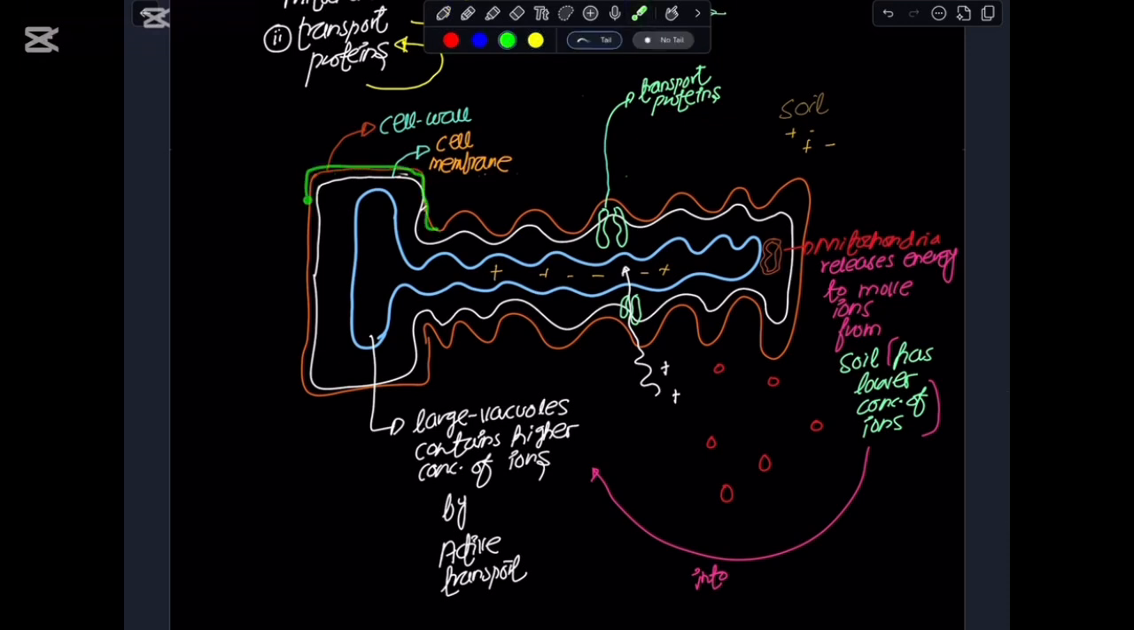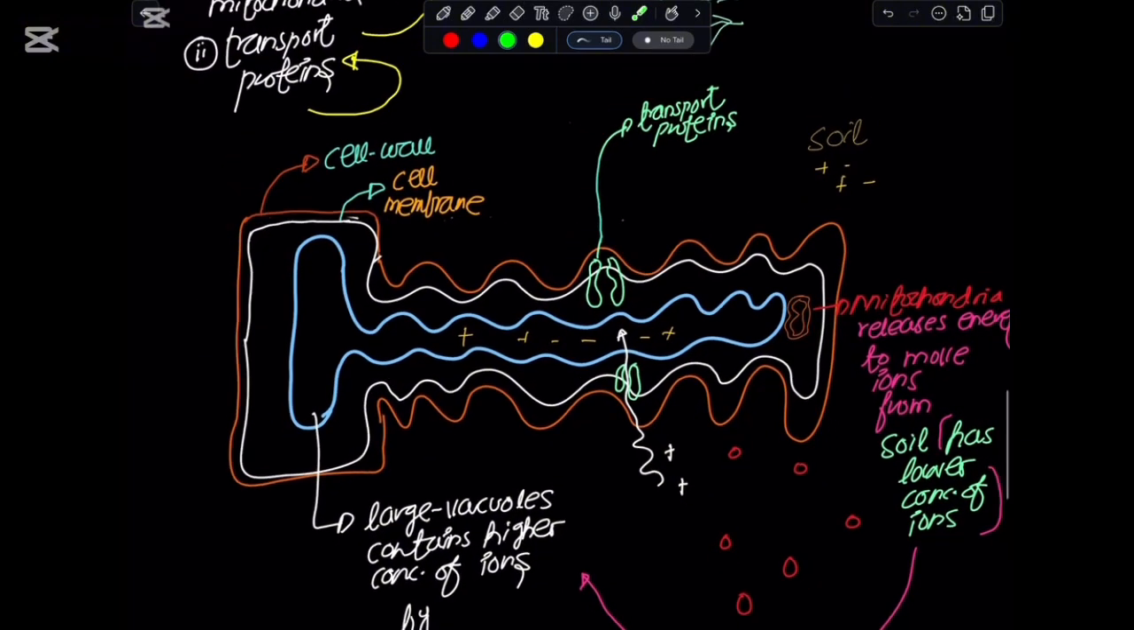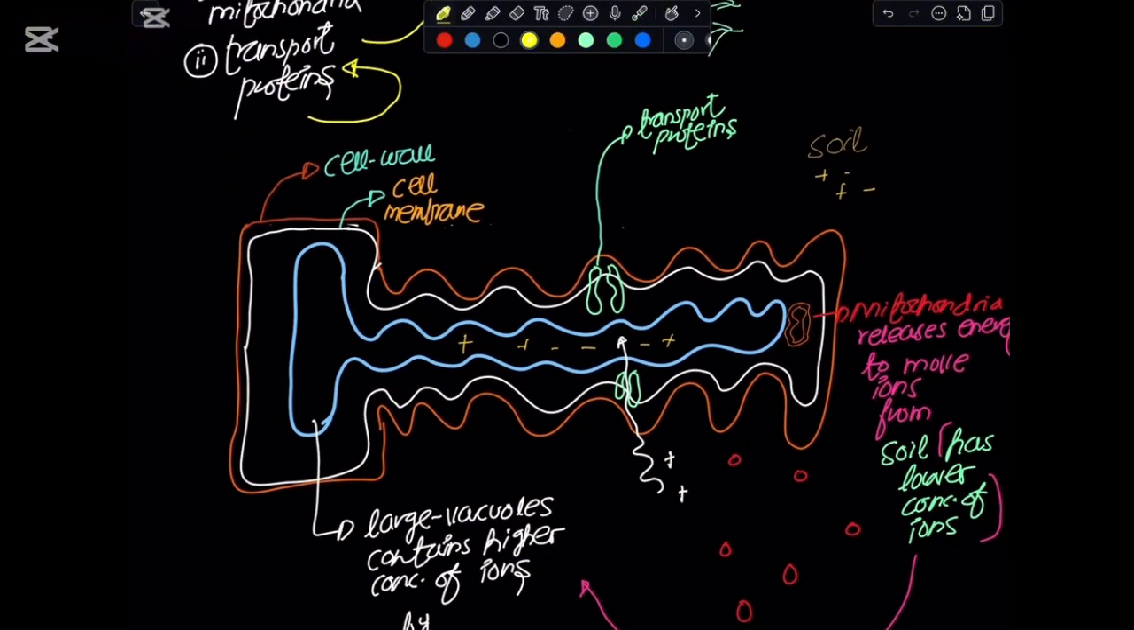So for the root hair cell, on the outside we have the cell wall, and on the inside of the cell wall we have the cell membrane. And here at the center we have the presence of a large vacuole. The large vacuole already has more of the ions, more of the charged particles in it, and in the surrounding soil the ions are present in lower number compared to the large vacuole.